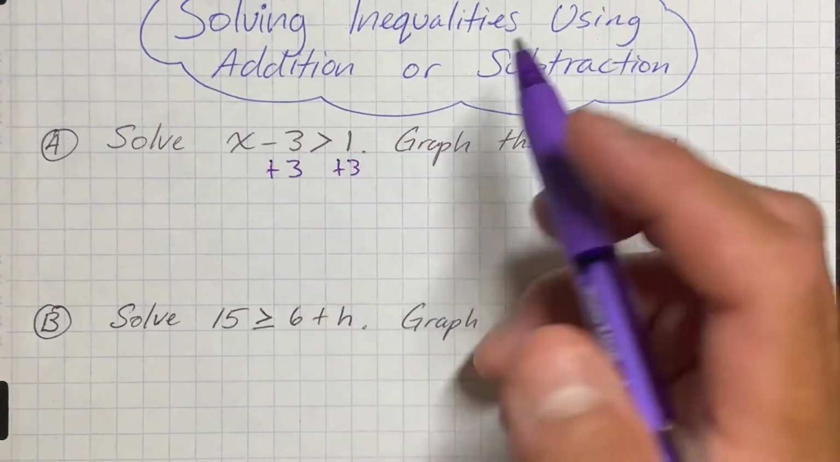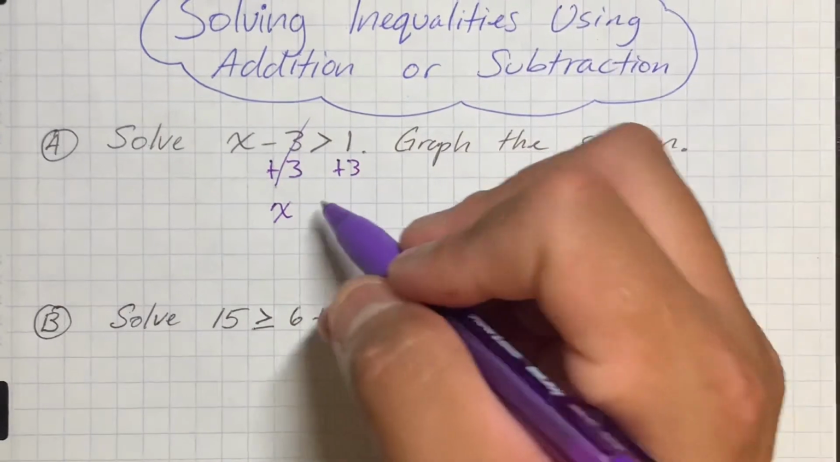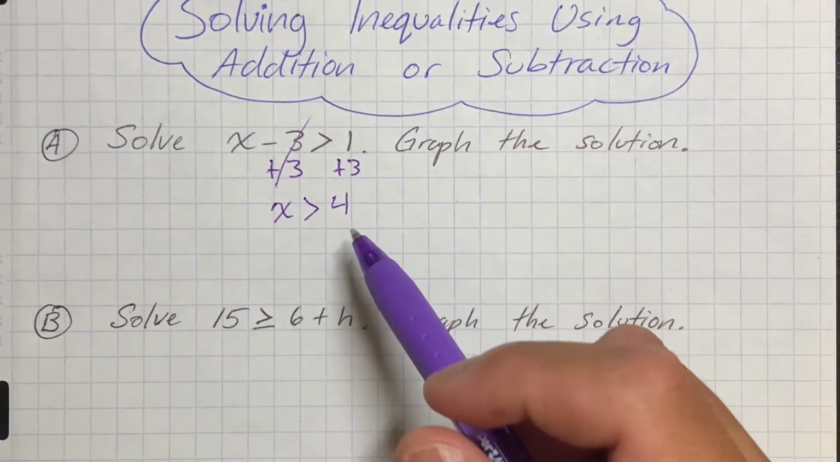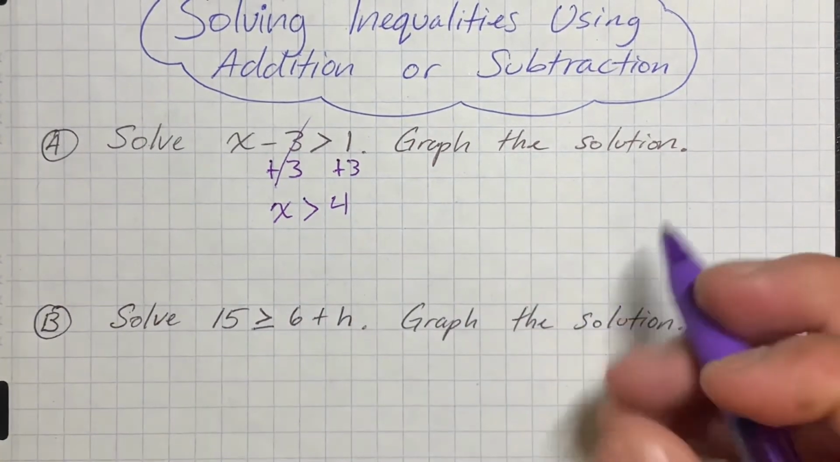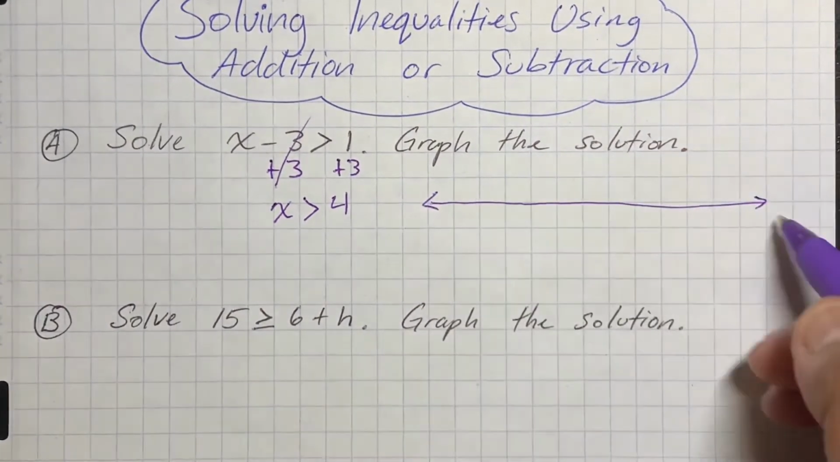Negative 3 plus 3 equals 0. X is by itself because that cancels out. And 1 plus 3 equals 4. So now we have x is greater than 4.